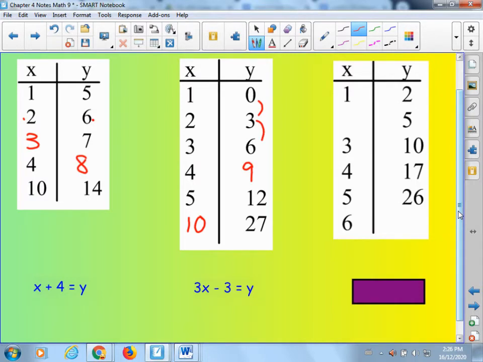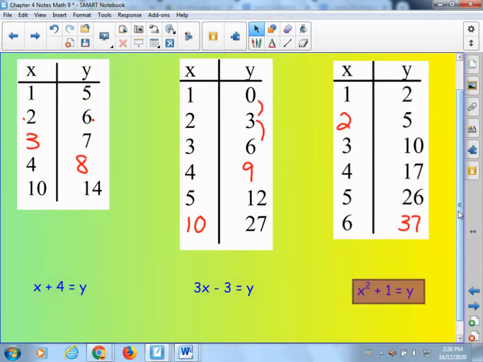But if I looked at it, 1 times 1 is 1, plus 1 is 2. If I tried 2 times 2 plus 1, that is 5. 3 times 3 plus 1 is 10. 4 times 4 is 16, plus 1 is 17. So what I'm doing each time is multiplying the x by itself. 6 times 6 is 36, and then I'm adding 1.